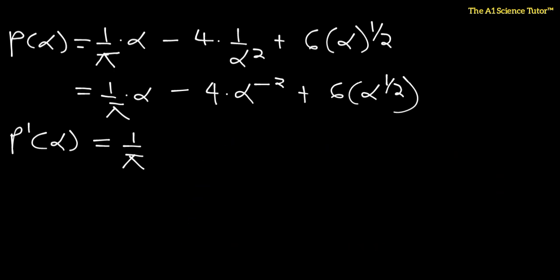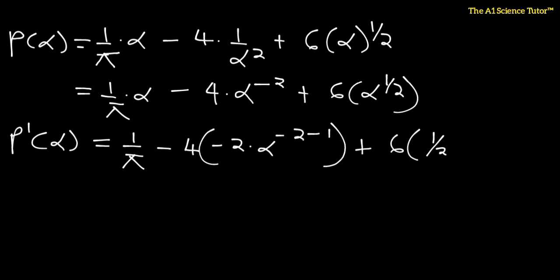Now, how about this one? You'll have minus 4, and that is multiplied by alpha raised to the negative 1 over 2. So this is what I'm going to do. I will take the negative 2 here, and that will be multiplied by alpha raised to the power of negative 2 minus 1. And this is plus 6. This is 1 over 2 alpha raised to the power of 1 over 2 minus 1.